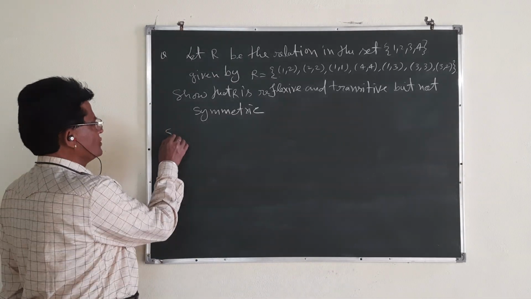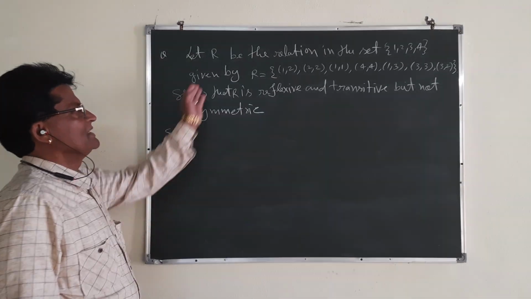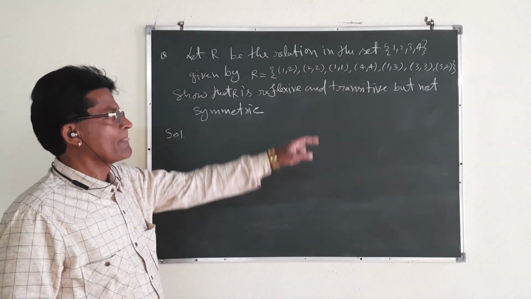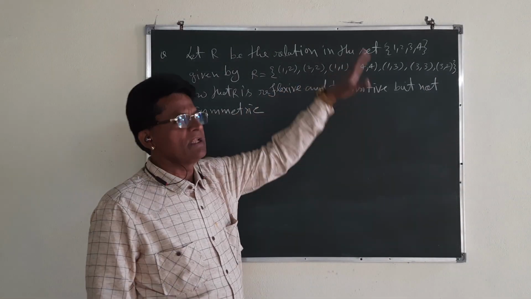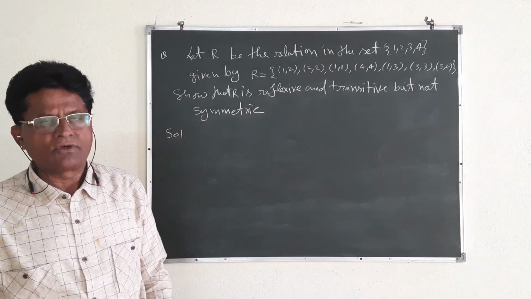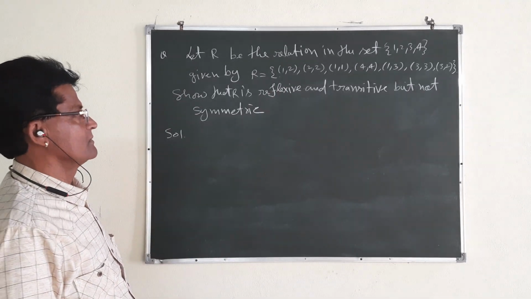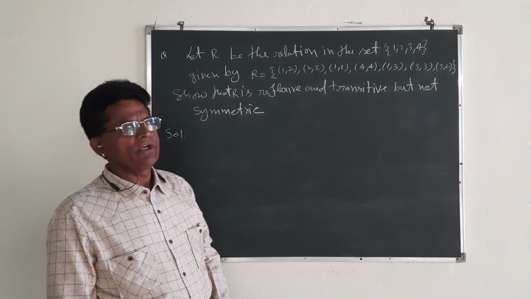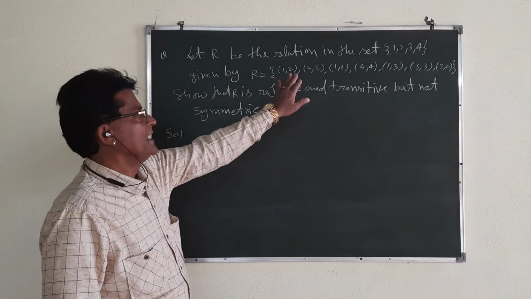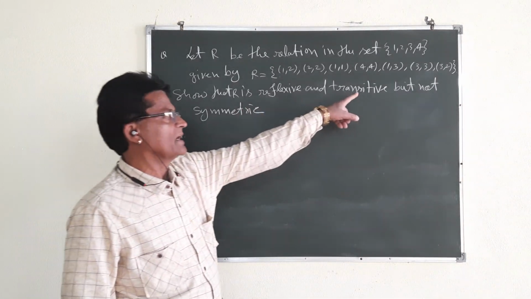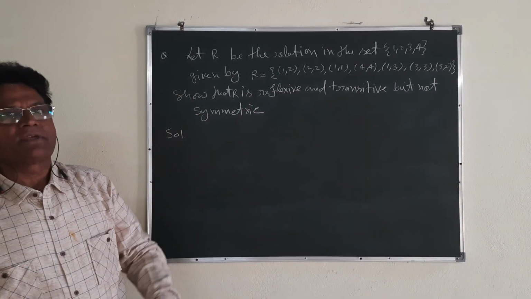Now let us take the solution of this question. Here the relation on the set is given. Earlier I took only the numbers 1, 2, 3 in the set, but here we extended up to 4. The relation is given, no need to form the relation. You will have to prove this relation is reflexive, transitive, but it is not symmetric.